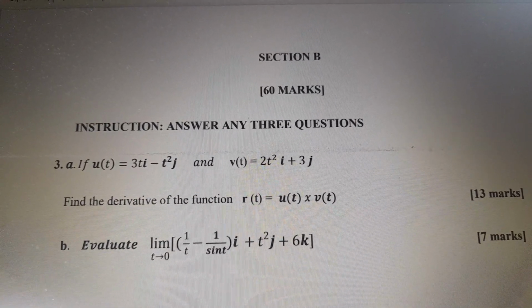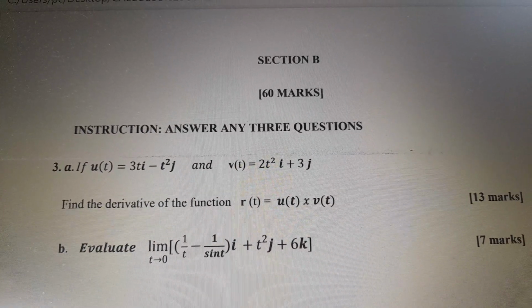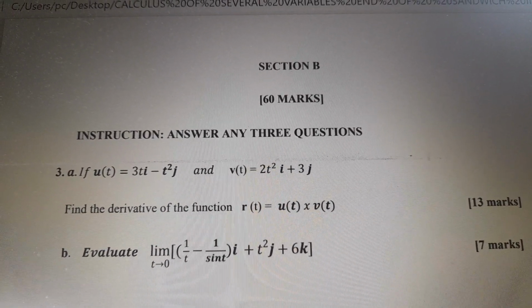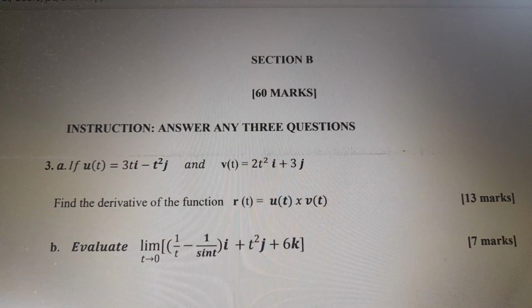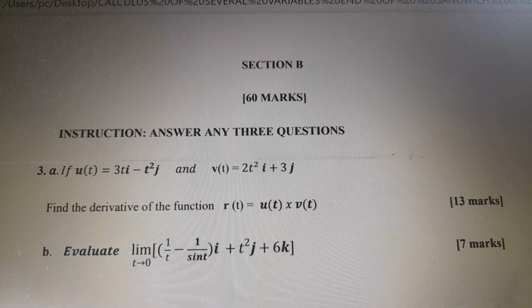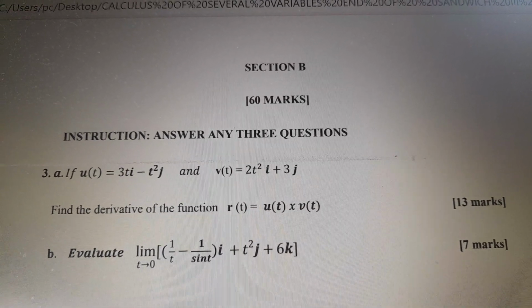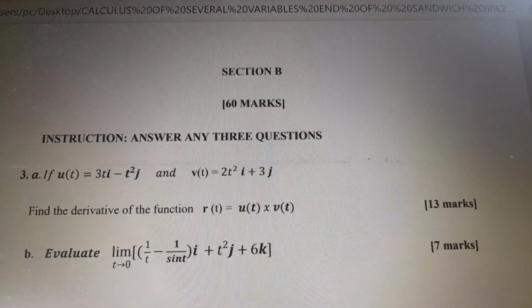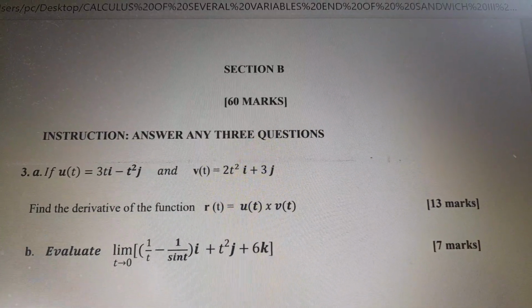The question 3A says that if u of t is equal to 3t in the i direction minus t squared in the j direction, and v of t is equal to 2t squared in the i direction plus 3j, we should find the derivative of the function r of t, which is equal to u of t cross v of t. This question is worth 13 marks.